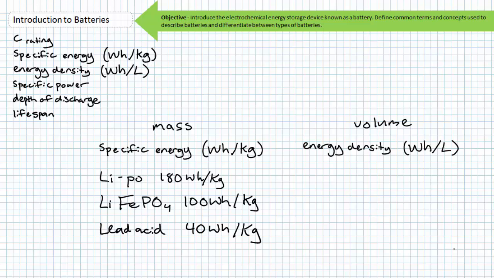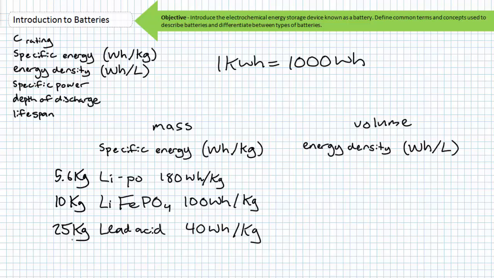A lithium polymer cell might exhibit a specific energy of approximately 180 watt-hours per kilogram, whereas a lithium iron phosphate cell might exhibit a specific energy of approximately 100 watt-hours per kilogram, whereas a lead acid cell might only exhibit a specific energy of approximately 40 watt-hours per kilogram. This is to suggest that in order to deliver, let's say, 1 kilowatt-hour of energy, being 1,000 watt-hours of energy, it would take roughly 5.6 kilograms of lithium polymer cells, 10 kilograms of lithium iron phosphate cells, and a whopping 25 kilograms of lead acid cells to do so. If your concern is mobility, the clear choice is obviously the lithium polymer.